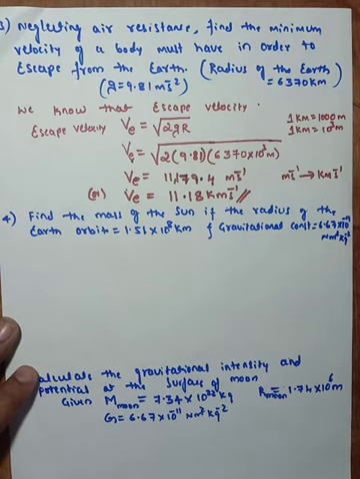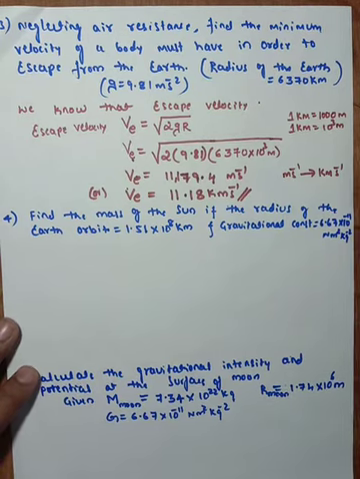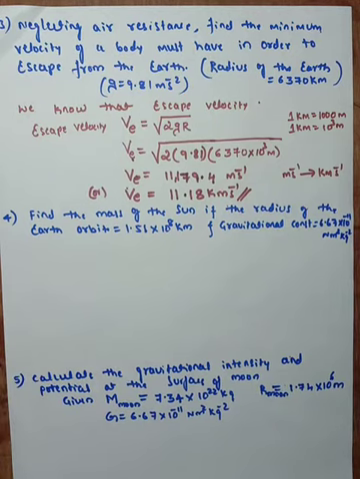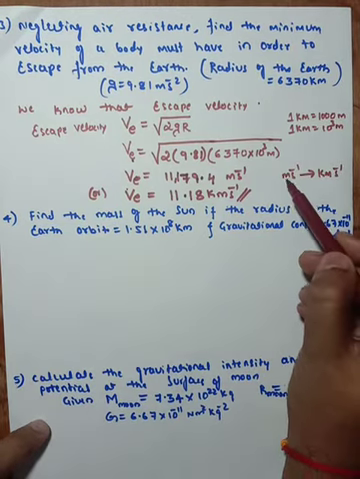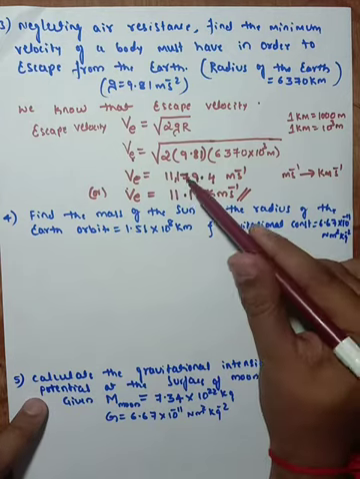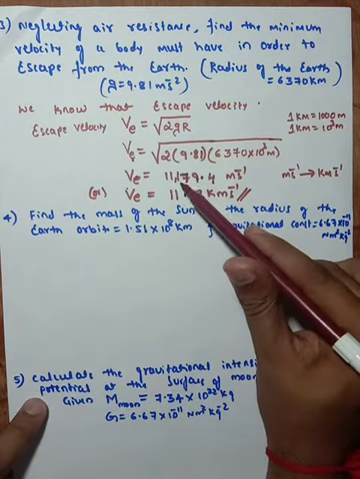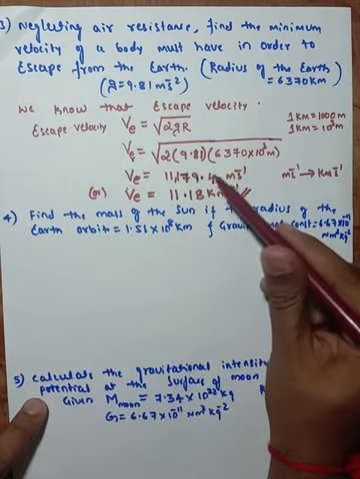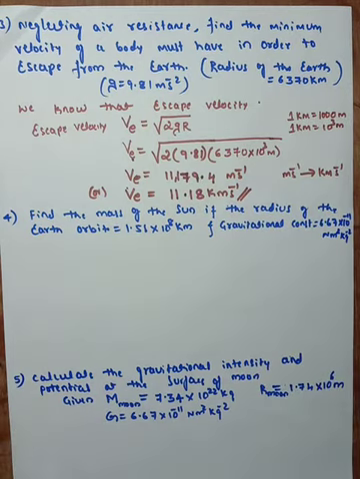Simple formula, just substitution is required and proper units. I already converted meter per second to kilometer per second. So this is in terms of meter, 11,179.4. So we can write it as 11.18. Hope you understood.